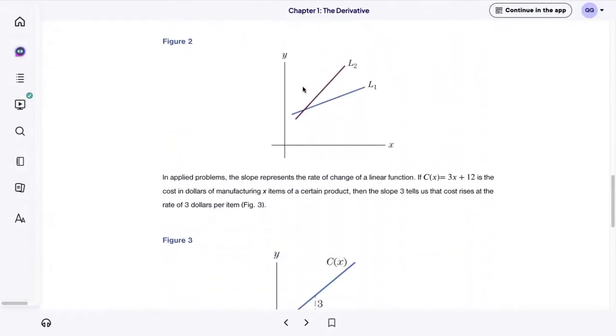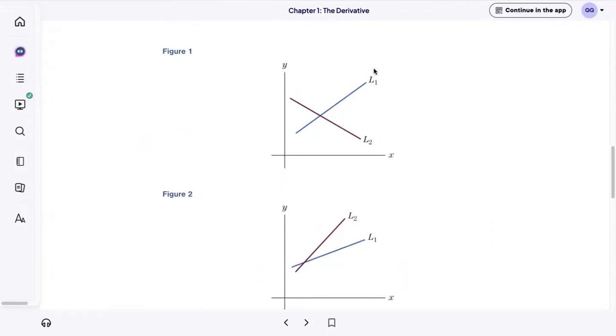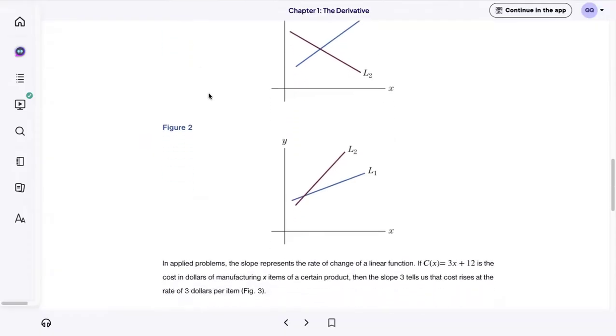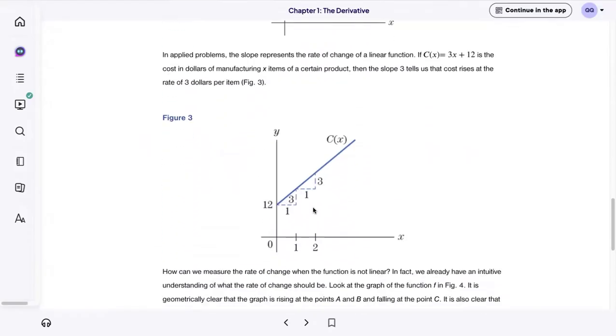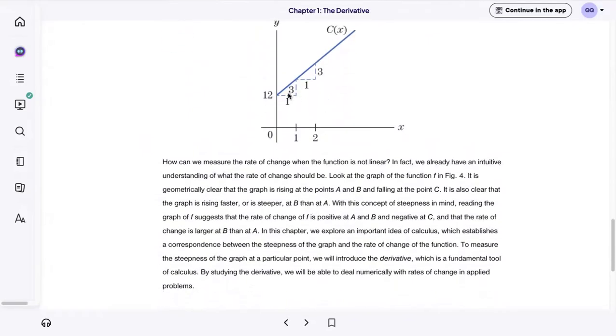So all those are straight lines, right? The blue line has a positive slope, which means a positive relationship between x and y. When x increases, y increases. The purple line is decreasing, which means x and y have an opposite relationship. When x increases, y decreases. Okay. This one, L1, L2, both increase, but with different speeds, with different slopes. So this is how we measure slope, right? Slope is rise over run.